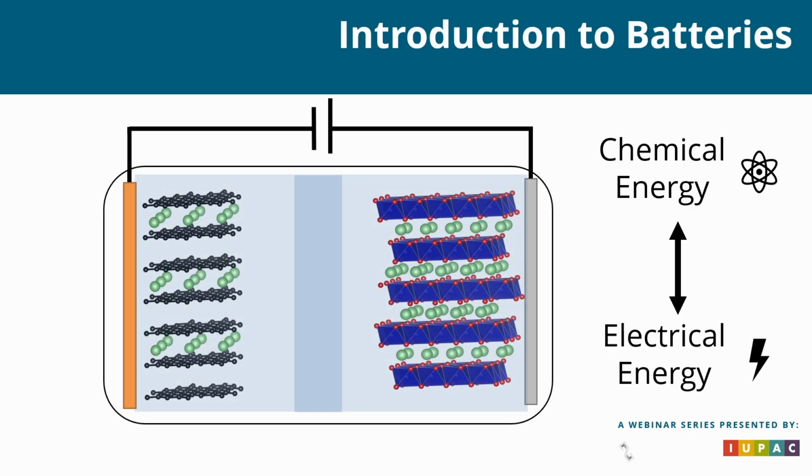These reactions occur at two electrodes, the anode and the cathode, separated by an electrolyte that conducts ions but not electrons.